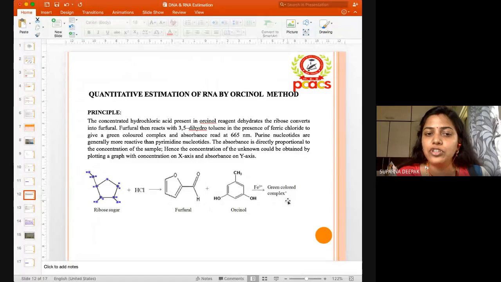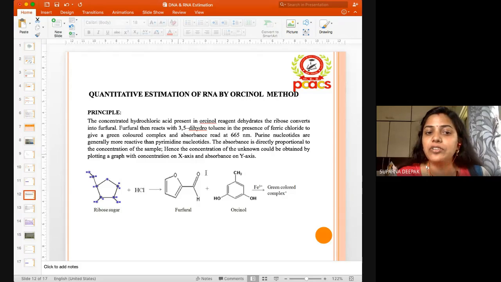Furfural is going to further react with your dihydroxytoluene in the presence of ferric chloride, which is your orcinol reagent, and that gives you a green colored compound. Similarly, just as we found a blue colored complex in the case of the DPA method, here we are going to get this green colored compound, which can be read at 665 nanometers.